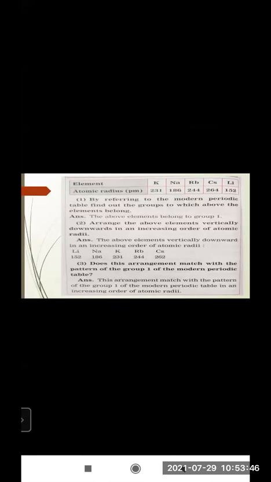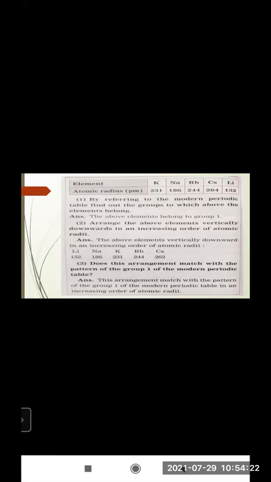Now see what is the first question. By referring to the modern periodic table, find out the groups to which the above elements belong. The above elements belong to group 1. Clear? Just look in the modern periodic table which is given on page number 23, and you can see all these elements. They belong to group number 1: potassium, rubidium, cesium, lithium, and so on.